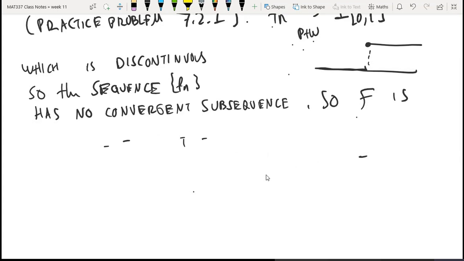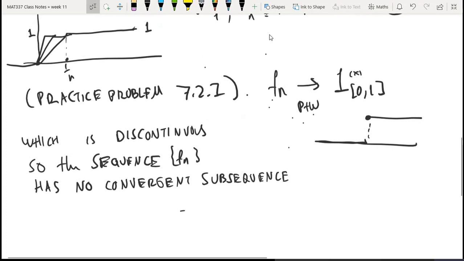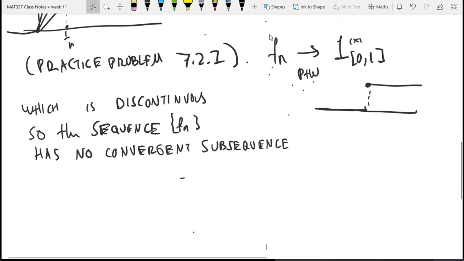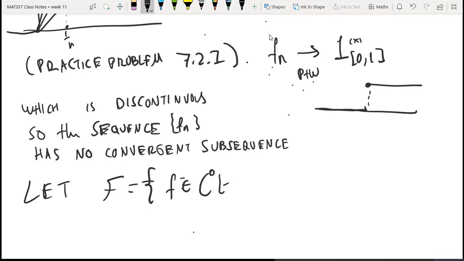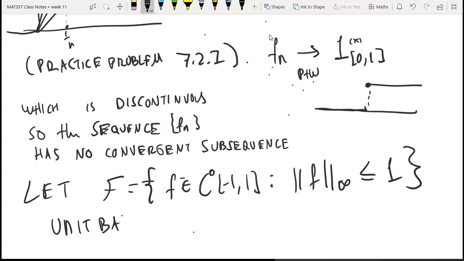Let me say exactly. Okay, so this was in your practice problem. What did you do? You showed that this sequence has no convergent subsequence, and then part three was let F be the unit ball. So you took all continuous functions whose supernorm was less than one. This is the unit ball in C0.